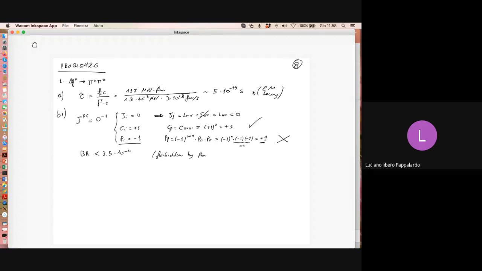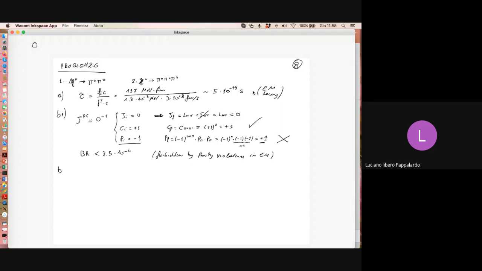By parity violation in electromagnetic process. Okay. Let's now consider the second case. So the second case is where the eta 0 goes into 3 neutral pions, pi0, pi0, pi0.